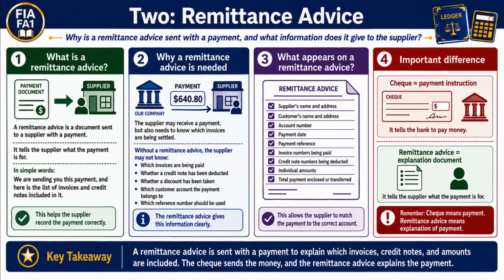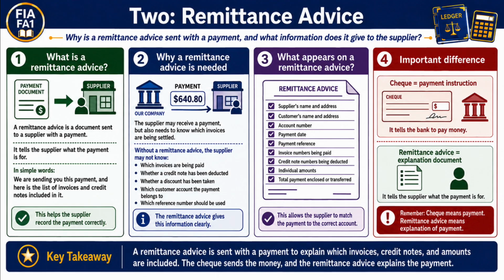Why a remittance advice is needed. A supplier may receive a payment, but the supplier also needs to know which invoices the payment is settling. For example, imagine the supplier receives a payment of $640.80. Without a remittance advice, the supplier may not know which invoices are being paid, whether a credit note has been deducted, whether a discount has been taken, which customer account the payment belongs to, or which reference number should be used. The remittance advice gives this information clearly.